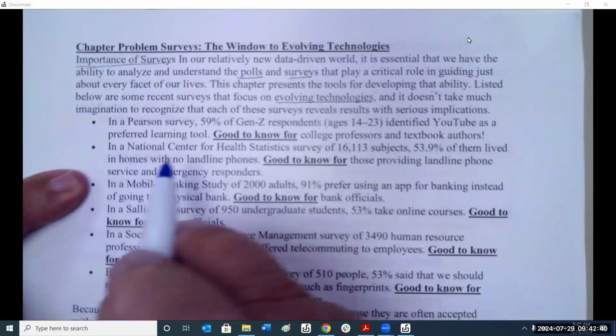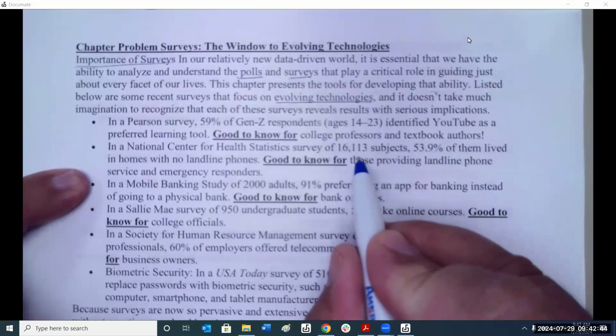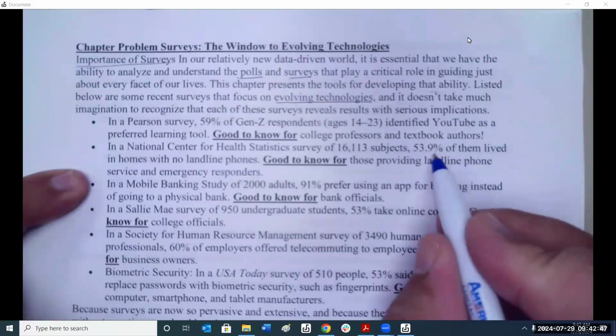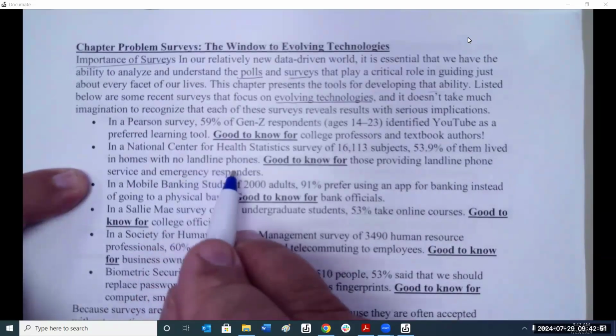Or in the National Center for Health Statistics survey of 16,113 subjects, 53.9% of them lived in homes with no landline phones.